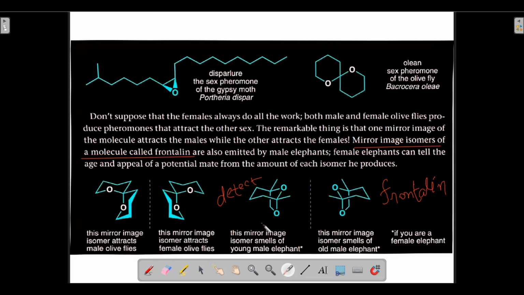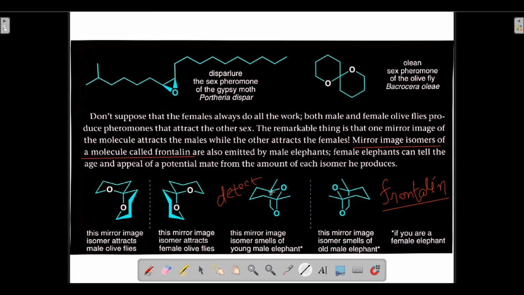The female elephant is clearly able to tell whether the male elephant is young or old, based on the difference in smell of these two isomers. These mirror image isomers of a molecule called frontalin are emitted by male elephants.